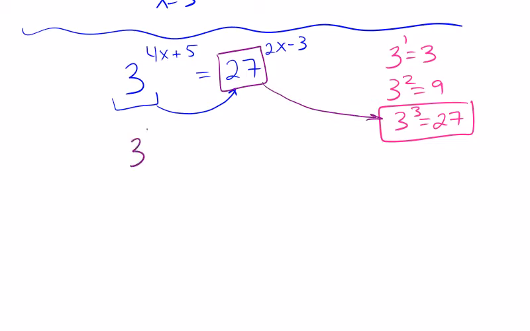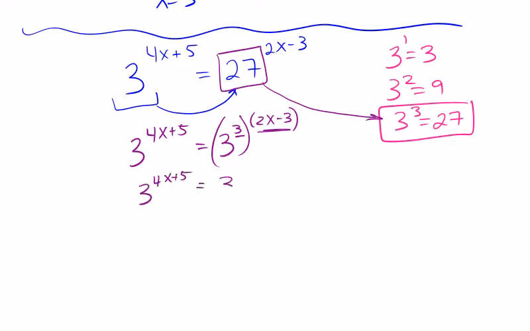So that means 3 raised to the 4x plus 5 is equal to 3 to the third, because that's our value of 27, raised to the 2x minus 3. Now, when we have two sets of exponents right next to each other, we multiply them together. So 3 to the 4x plus 5 is equal to 3 to the 6x minus 9, because we use the distributive property. Now that they have the same base of 3, that means 4x plus 5 is equal to 6x minus 9.